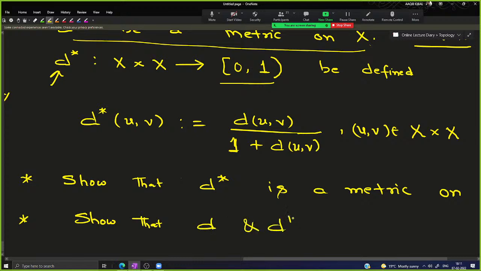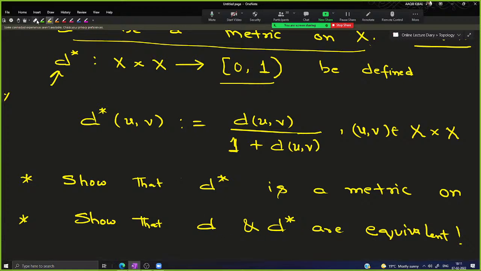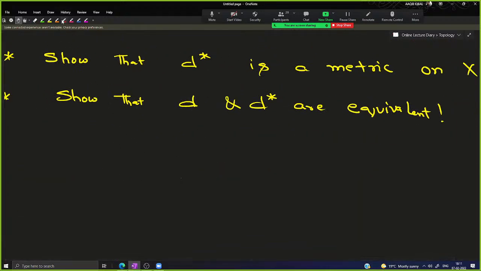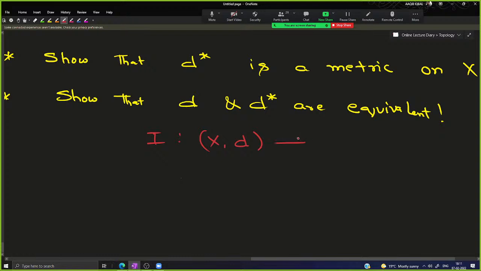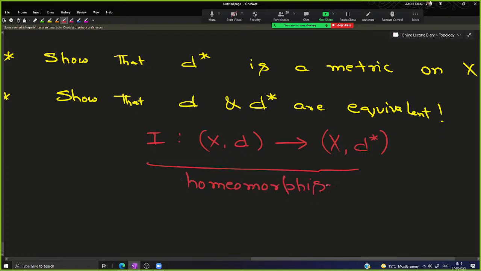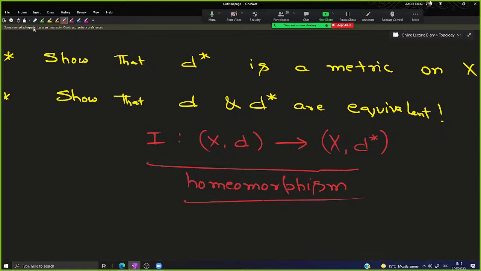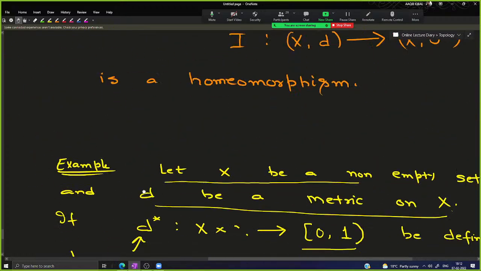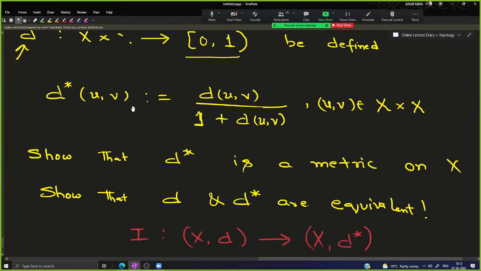और दूसरी चीज जो आपको इसके बाद करनी है वो ये है, शो दैट D and D star, these two metrics, they are equivalent. That means आपको दिखाना है the identity mapping from X with D onto, because it's surjective, X with D star, this is a homeomorphism. इसको ट्राई करिएगा, अगर आया तो ठीक, लेकिन मैं कल आपसे देखूंगा ये. बस आपको दिखाना होगा आपने कैसे किया इस चीज को.